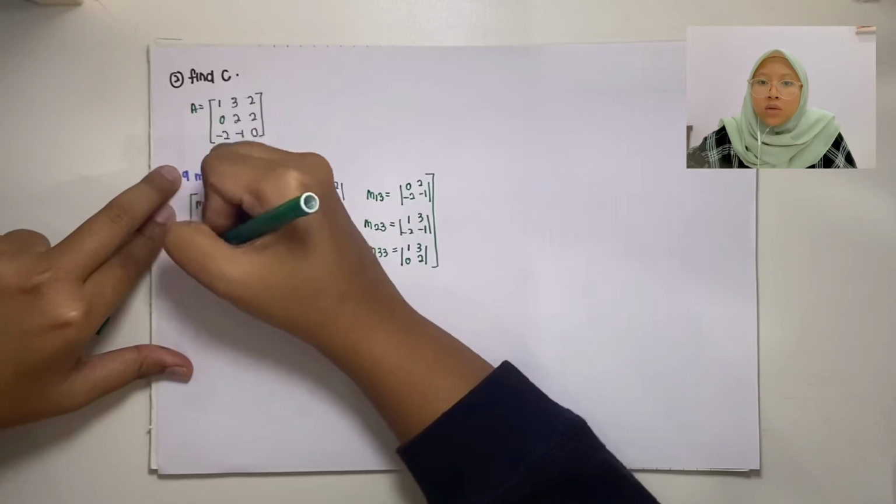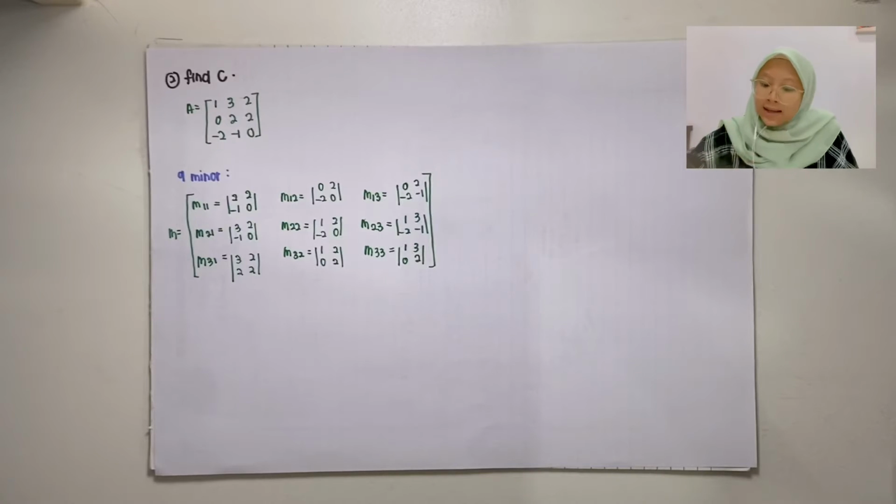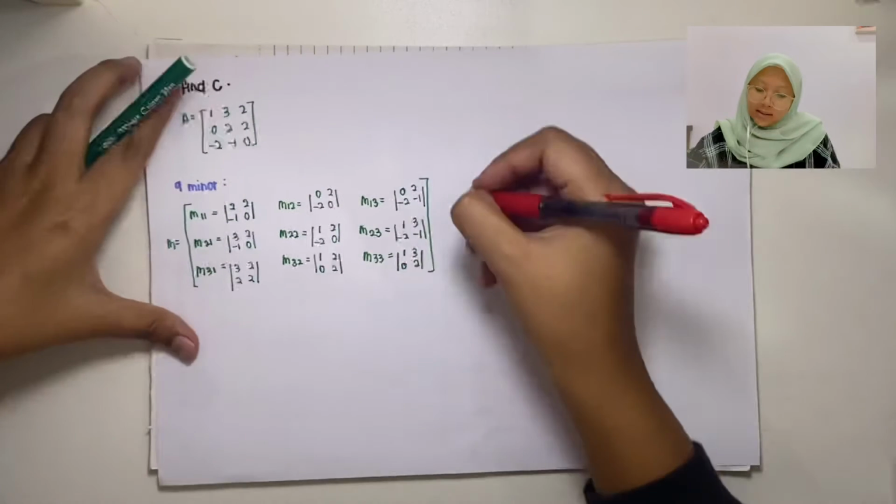So this is our minors. Then we calculate each as a 2 by 2 determinant, which is AD minus BC.